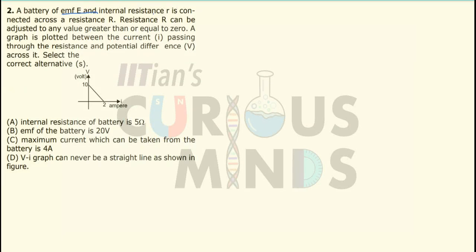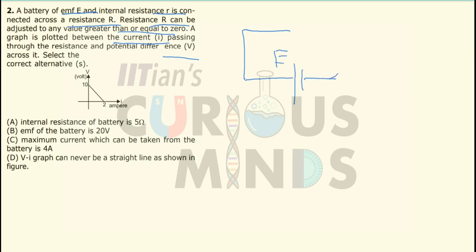A battery of EMF E and internal resistance r is connected across a resistance capital R. Resistance R can be adjusted to any value greater than or equal to 0. A graph is plotted of the current passing through the resistance and the potential difference V across it. Select the correct alternative.